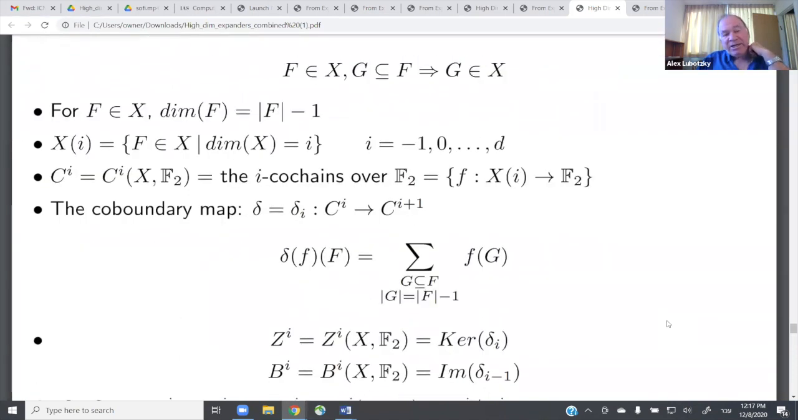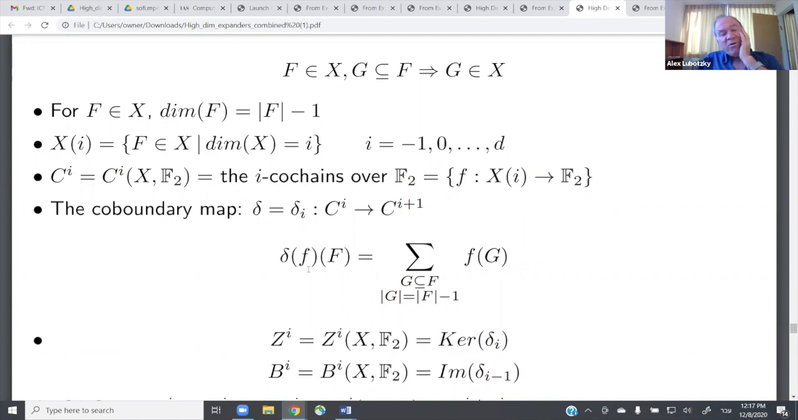Let Ci now be the family of all i-cochains over Fp. What are these? These are simply nothing more than all functions from the i-cells to F2. Just put a number on each one of them, 0 or 1. What is the co-boundary map? There is a boundary map, but for our application, what is important is the dual, the co-boundary. The co-boundary map is, you have such a function f.